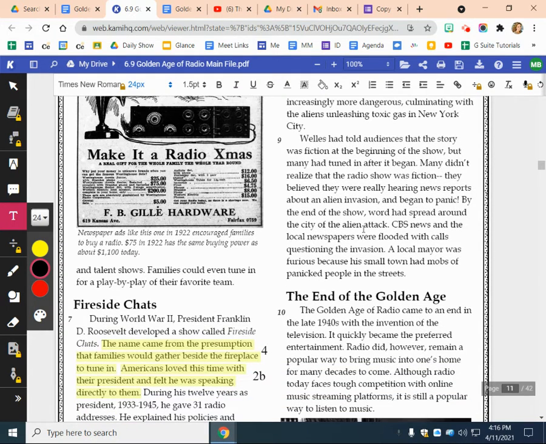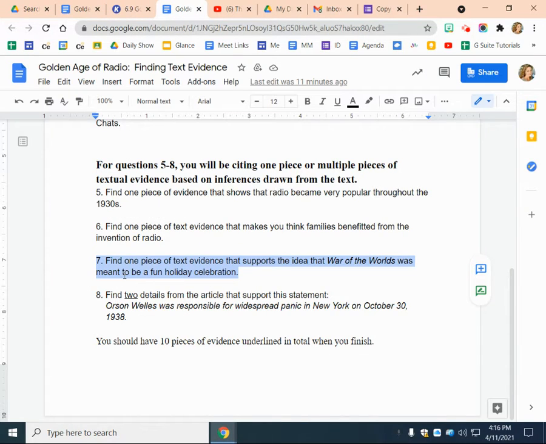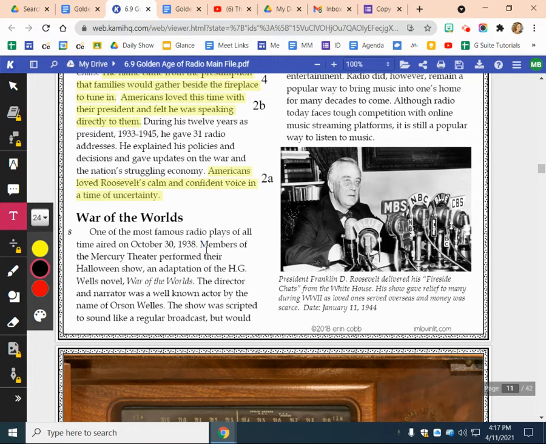I think that we should probably go back to the beginning of this section. Let's go back and check. It says, find one piece of evidence that supports the idea it was meant to be a fun holiday celebration. I think it's this sentence here. Members of the Mercury Theater performed their Halloween show. That addresses the holiday part of that question.